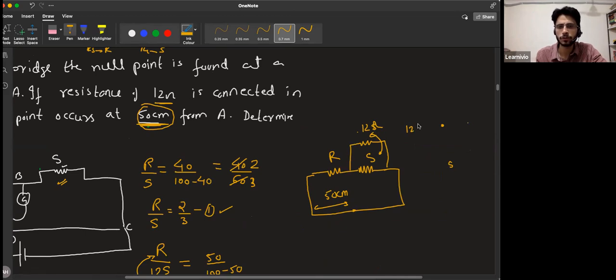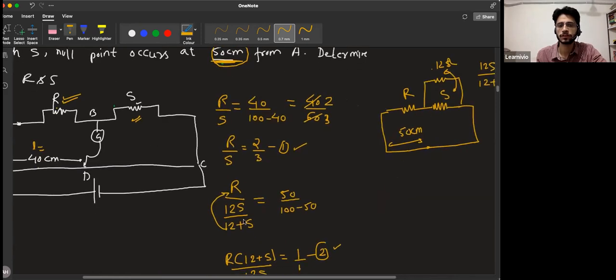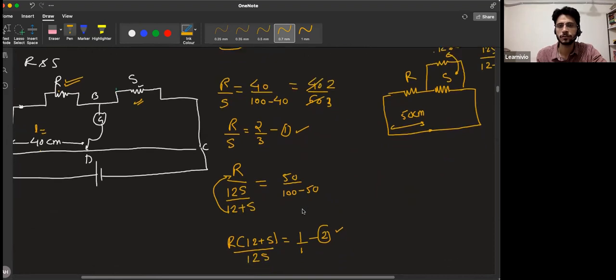When you do parallel combination, this is 12S by 12 plus S, right? Yes, sir. So this is the resistance in the right arm. Balancing length is 50 by 100 minus 50. Is it clear now? Yes.